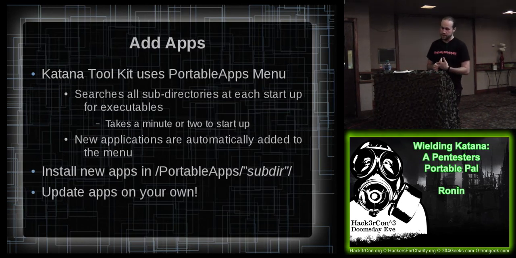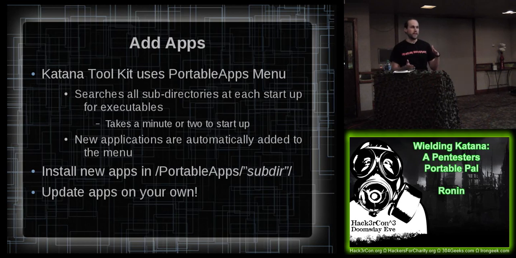Applications, it's also very easy. I mentioned before that the portable apps menu is dynamically updatable. So all you really have to do is install an application into the portable apps directory. When I say the root here, I mean the root of the flash drive. So: the portable apps directory, then the root, then some subdirectory, and then your binary files are going to be in there.